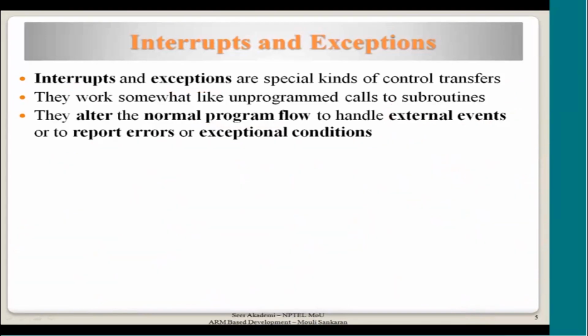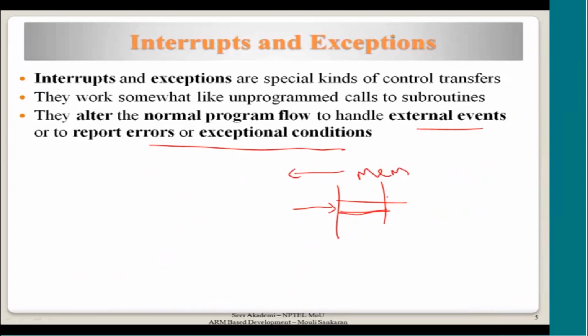That is about external events. It could be a timer or a serial port. But what do I mean by errors? It could be that when it is fetching an instruction, it has encountered an error. That could be a fetch error. The instruction is being fetched, but the memory is giving an error back, saying that you have reached the end of the memory. There is no physical memory, but you are trying to access beyond the memory limit.